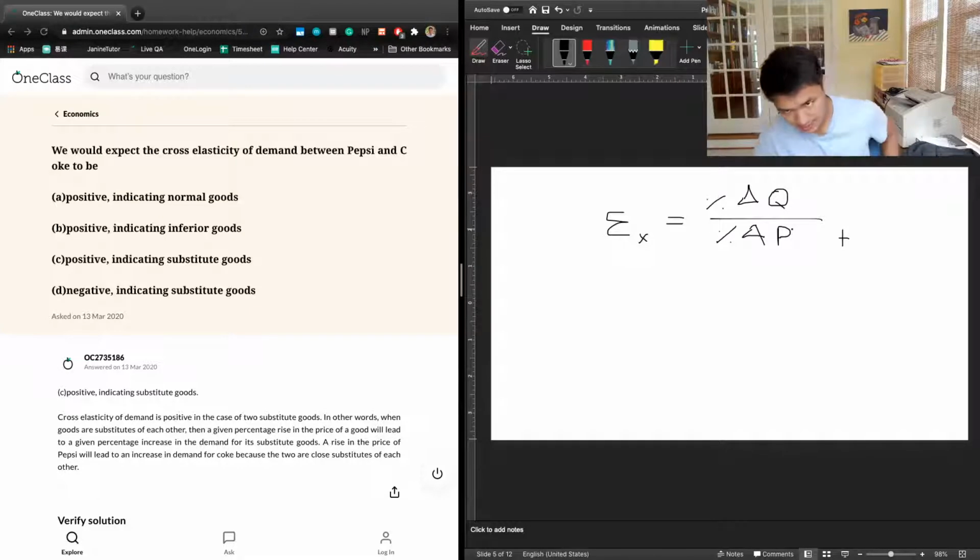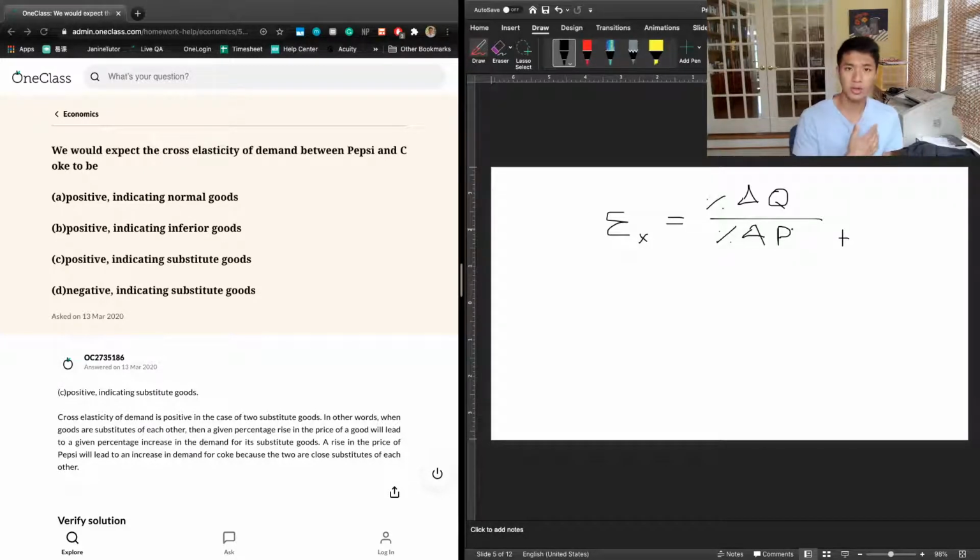Okay, what happens to Coke? Well, the price of Pepsi goes up. That must mean that the quantity of Pepsi being demanded goes down. The law of demand tells us the increase in price leads to a decrease in quantity demanded. Okay, so the quantity demanded of Pepsi goes down, but people still want soft drinks. So if they're not buying Pepsi, they must be buying Coke.